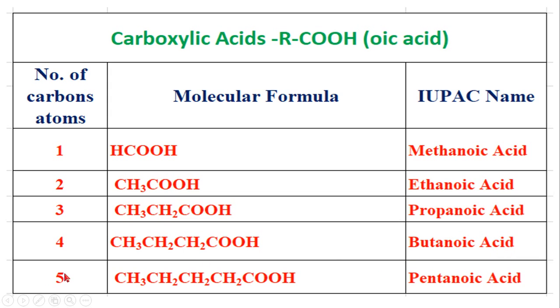Here number of carbon atoms 5: CH3CH2CH2CH2COOH. Here totally 5 carbon atoms, with the functional group COOH, so pentanoic acid. 1 carbon means methanoic acid, 2 carbon means ethanoic acid, 3 carbon means propanoic acid, 4 means butanoic acid, and 5 means pentanoic acid.